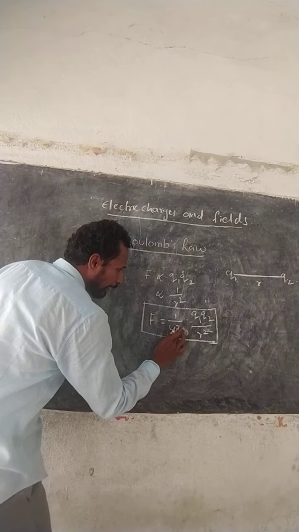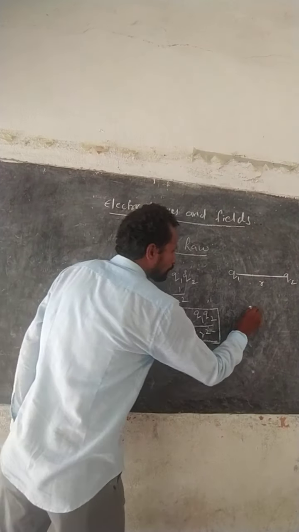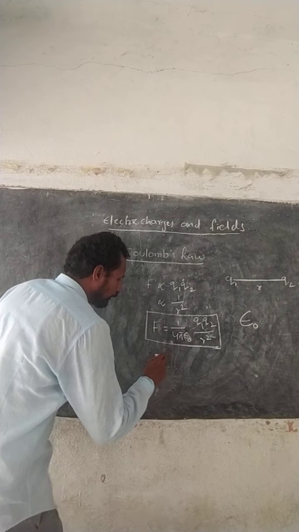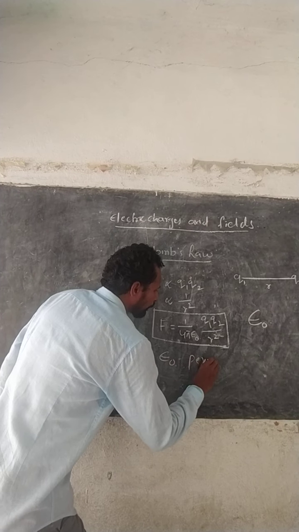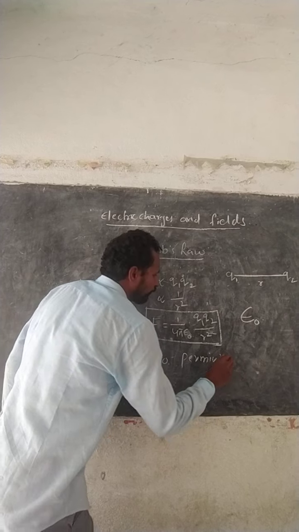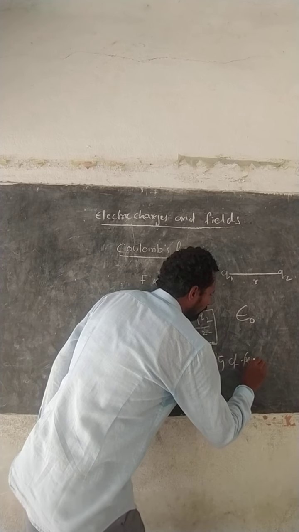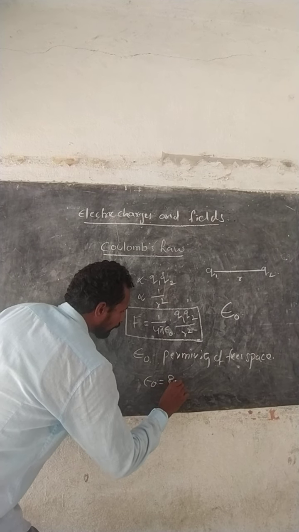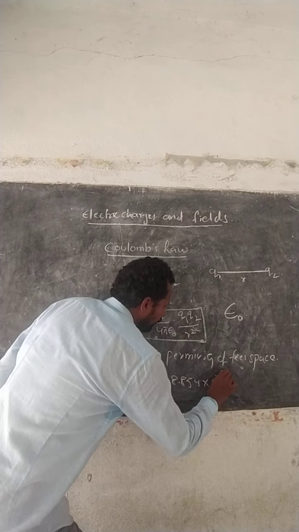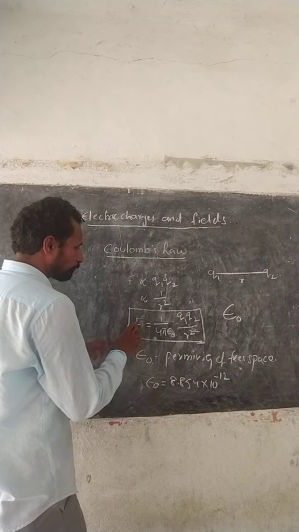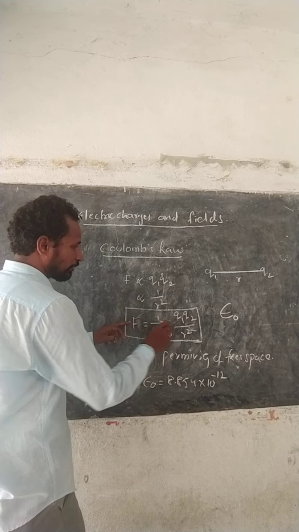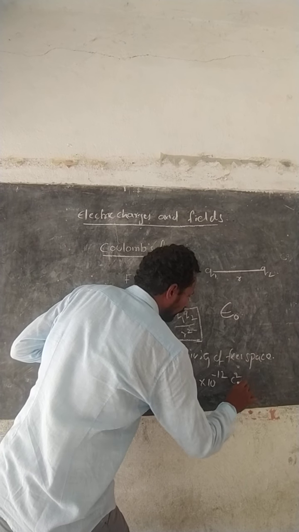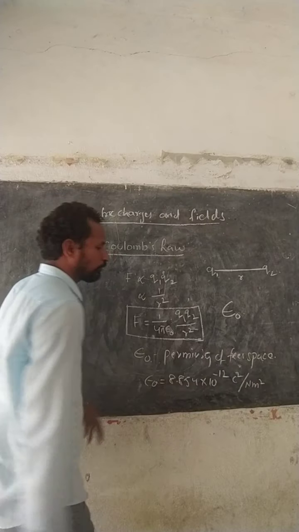Here we call this epsilon naught the permittivity of free space. The value of epsilon naught is 8.854 into 10 power minus 12, and the unit is, if you make epsilon naught the subject, F comes to this side, Coulomb square per Newton meter square.